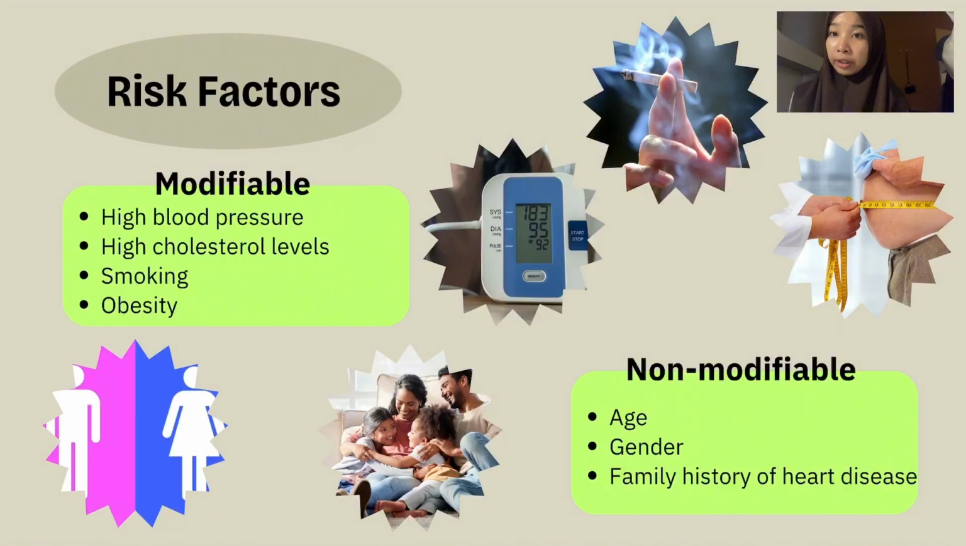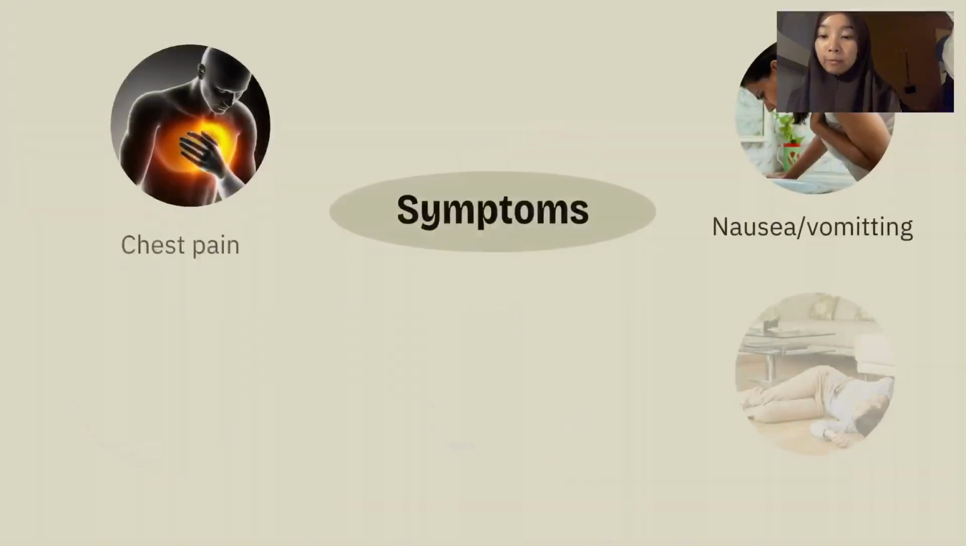So what are the risk factors of myocardial infarction? There are two types of risk factors: modifiable and non-modifiable. Modifiable risk factors are due to environmental factors, for example high blood pressure, high cholesterol levels, smoking, and obesity. But non-modifiable risk factors are due to age, gender, and family history of heart disease.